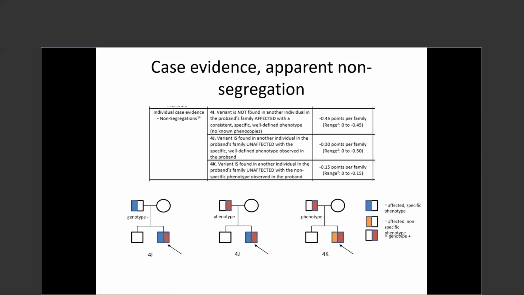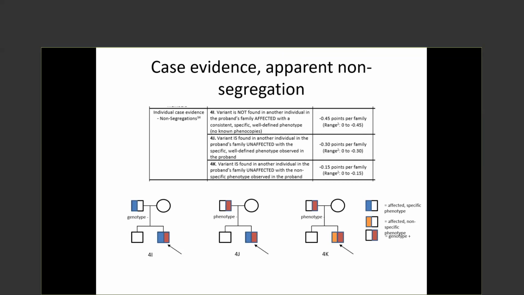So in the first scenario, that category 4I, before considering this evidence against pathogenicity of the variant and assigning negative points, you really need to think about whether or not there may be biologically plausible explanations for this non-segregation, such as the presence of phenocopies. This scenario might be more likely to occur in the setting of disorders that are more common in the general population, so maybe, for example, breast cancer, and or disorders that are known to have both genetic and non-genetic causes, so maybe something like cardiomyopathy. Consider downgrading this evidence when phenocopies are a possibility.